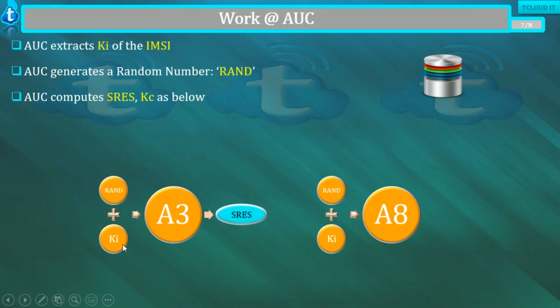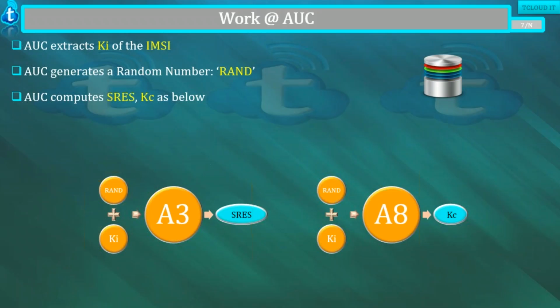The same random number and K will be forwarded to another algorithm called the A8 algorithm. And this A8 algorithm will generate a parameter called KC. That means by using the same inputs, the random number and K, with two different algorithms, we are generating two different parameters. What is the meaning of two different algorithms? Both these algorithms are mathematical algorithms. Their mathematical steps are going to be different. The A3 mathematical steps are going to be different. The A8 mathematical steps are going to be different.